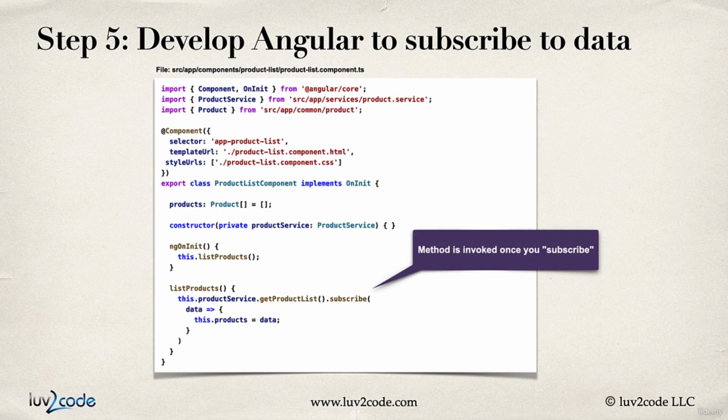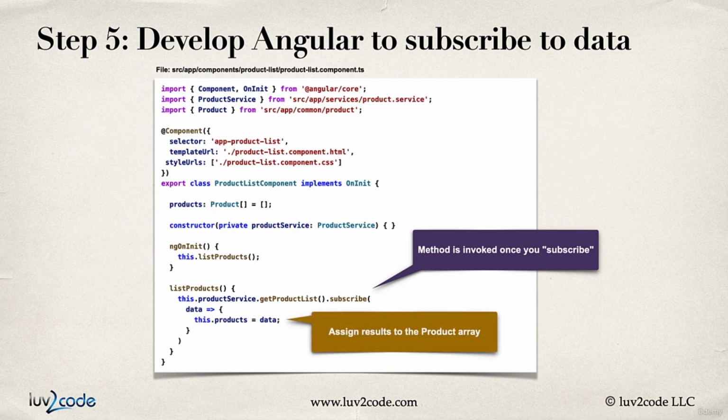So once we subscribe, that'll actually invoke that method. And it's going to invoke the method in an asynchronous fashion. So this method will kind of run in the background. Once all that data has been retrieved or returned, then we assign that data here to our array of products. So here I have this.products equals data. So that's the data that came back from that given service via that REST API.